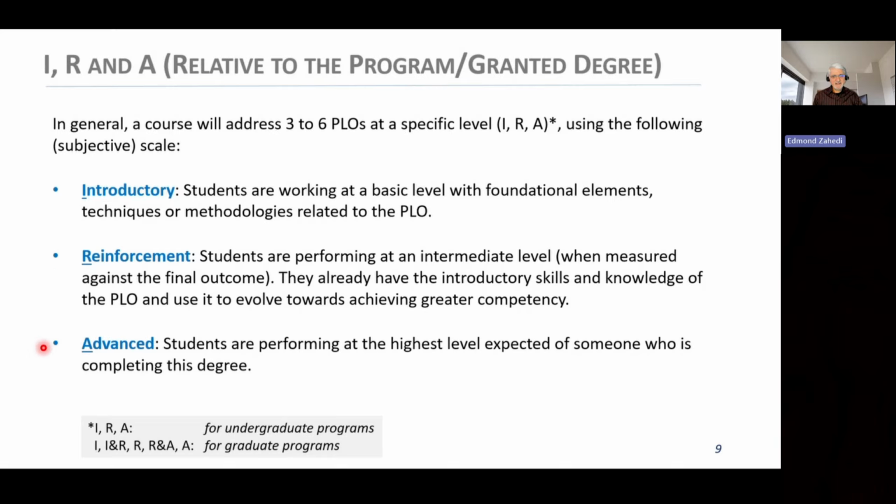They already have the basic skills and knowledge related to the outcome, and they use them to build greater competence. Finally, advanced is when we see that students reach the highest level we can reasonably expect from someone earning this degree. Again, all of these I, R, and A are relative to the program and granted degree. So when we say advanced, we're not comparing to a Nobel Prize.